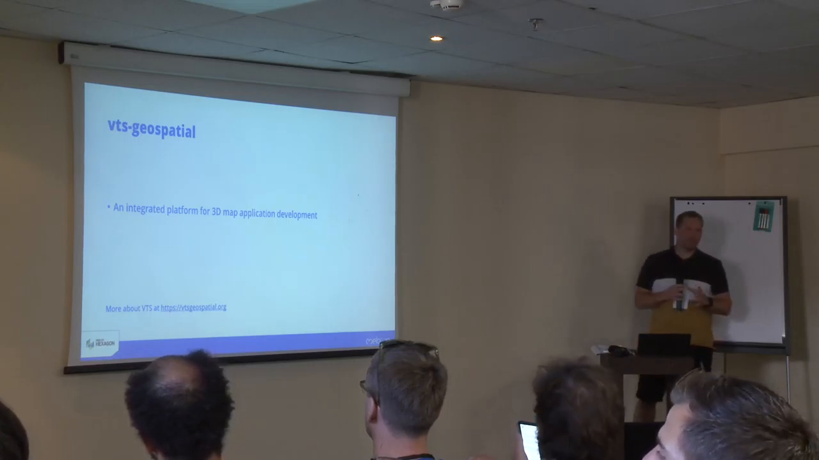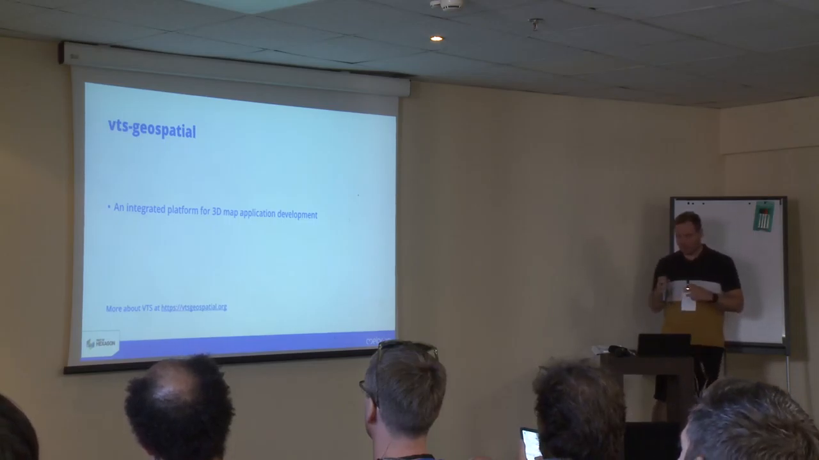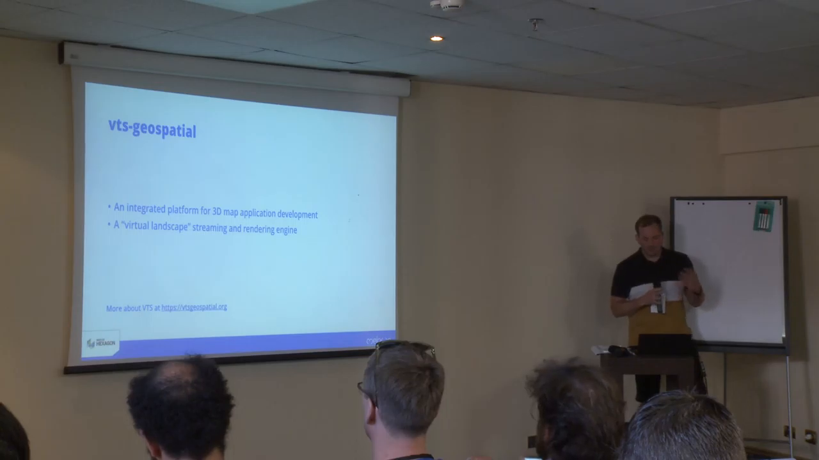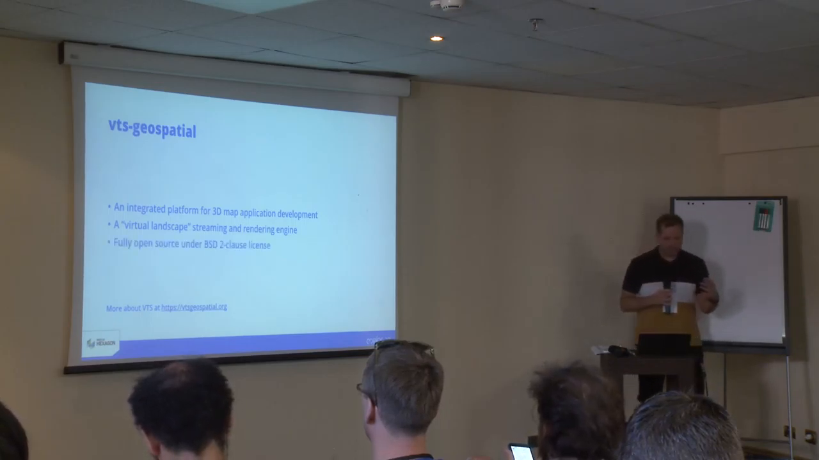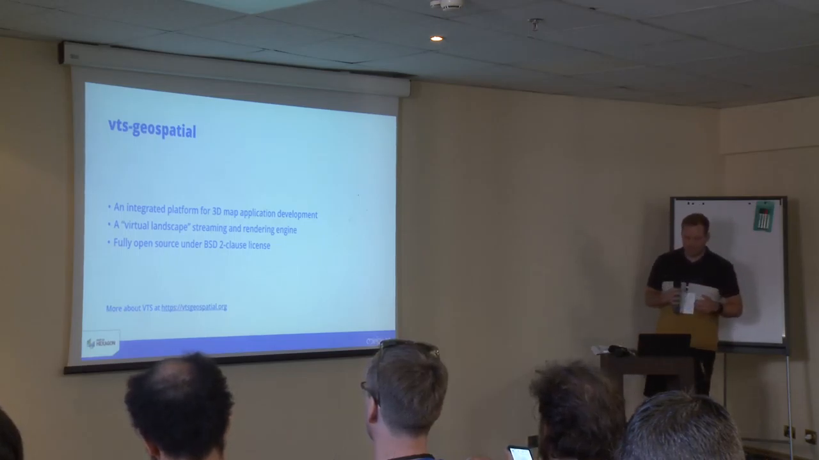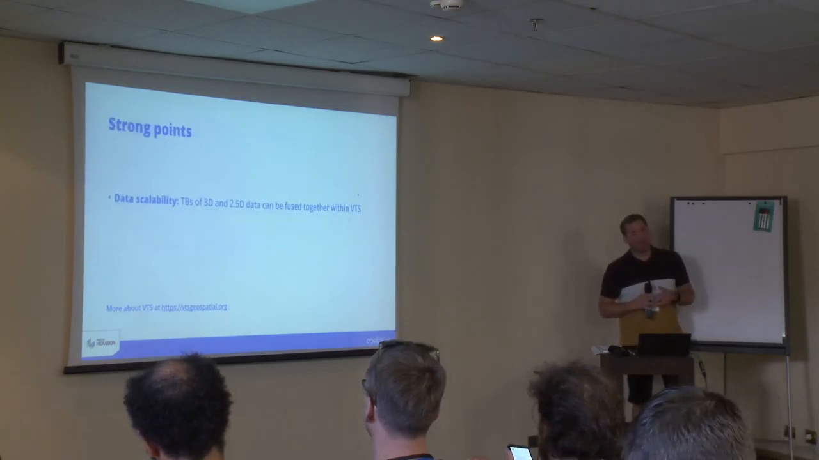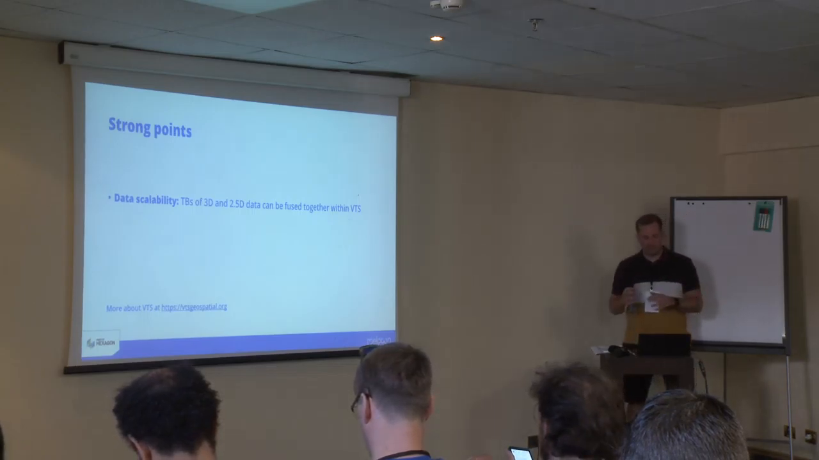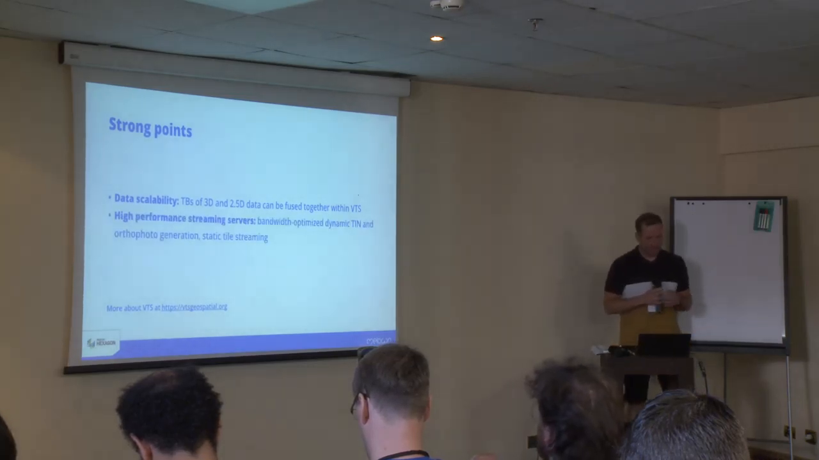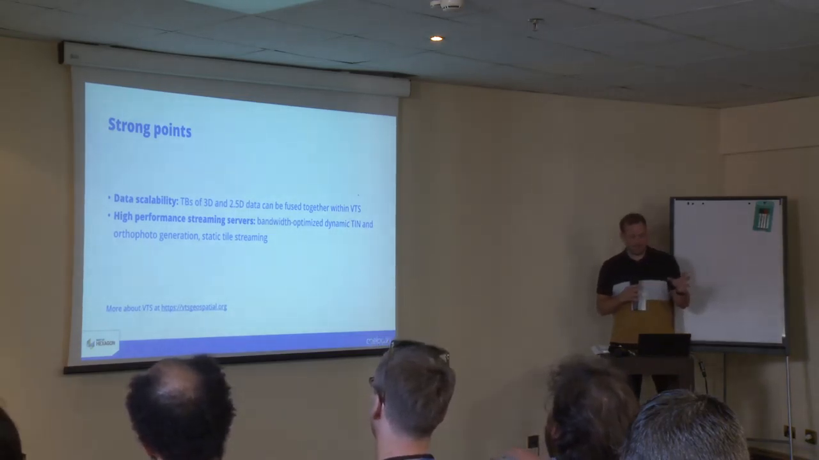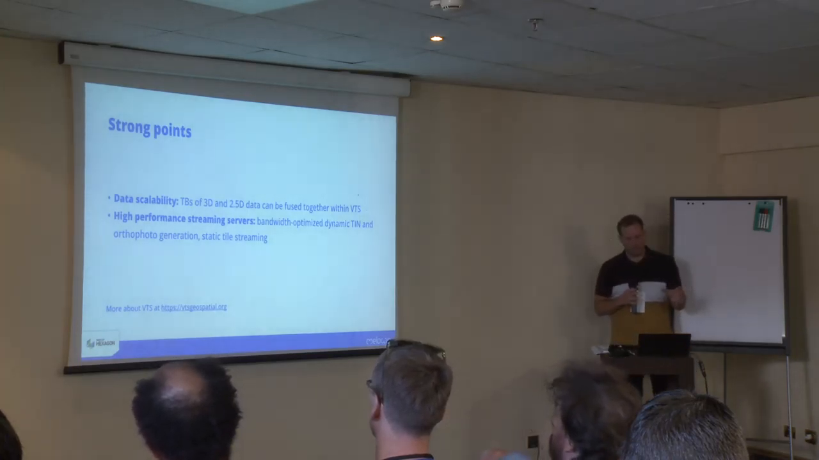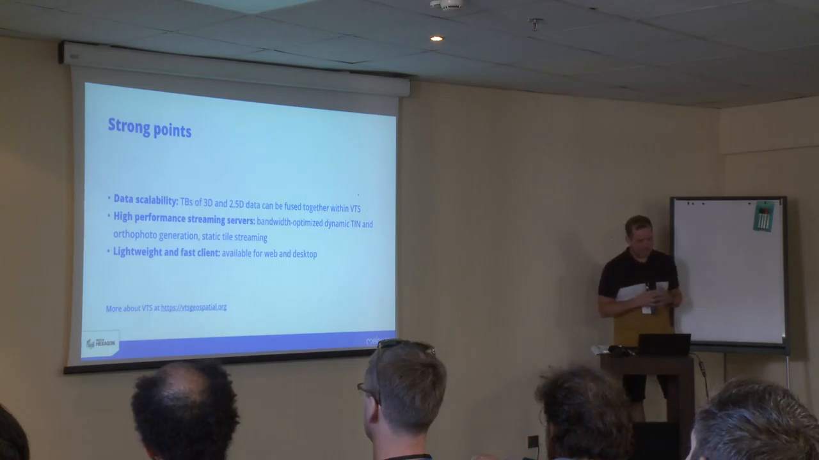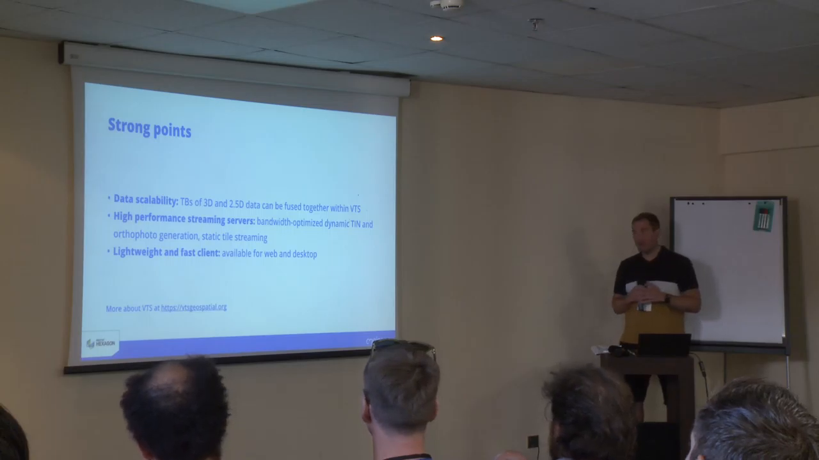Now, VTS Geospatial is an integrated platform for 3D map application development, and it has a virtual landscape streaming and rendering engine, and of course, it's fully open source under the BSD 2-clause license. The strongest point of VTS is, first, data scalability. You can fuse together a countless amount of 3D and 2.5D data. It offers high performance streaming servers with bandwidth optimized dynamic triangular irregular mesh, orthophoto generation and static tile streaming, and provides lightweight and fast client libraries for web and for desktop.